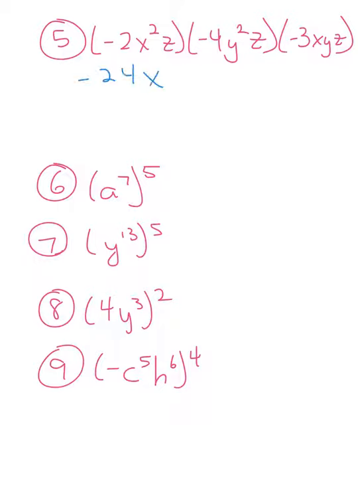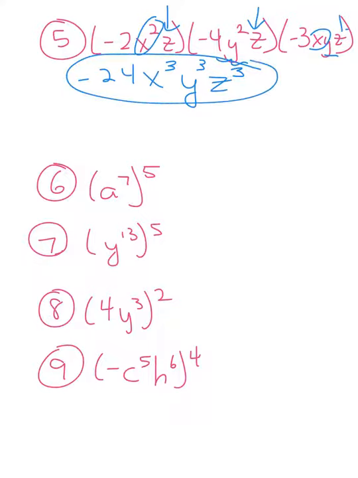Now let's concentrate just on my x's. So I have x to the second and I have x to the first over here, my last term there. So it's going to give me x to the third. My y, I have y to the second and y to the first. So it's going to give me y to the third. And z's, I have one z here and then I have another z and I have a third z. So it's actually going to be z to the third. So that's my final answer right there. Negative 24, x to the third, y to the third, and z to the third.